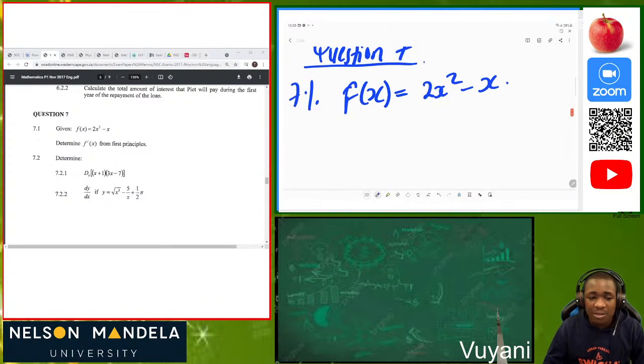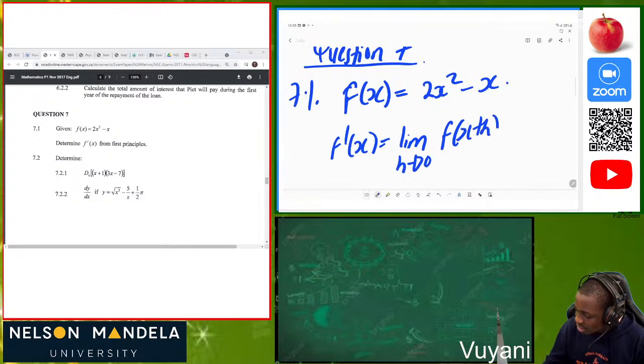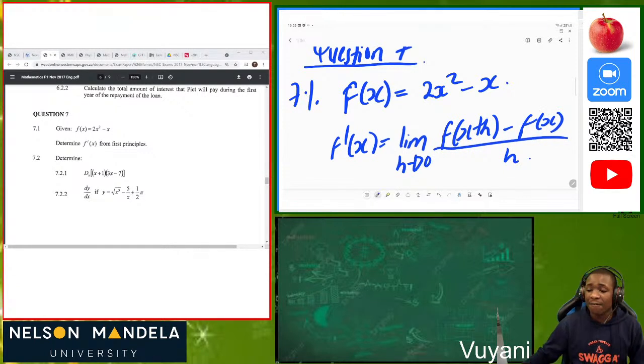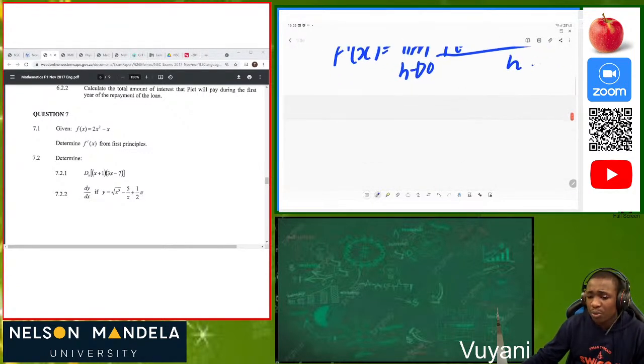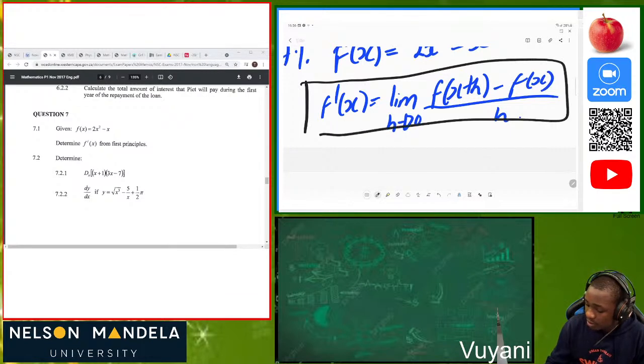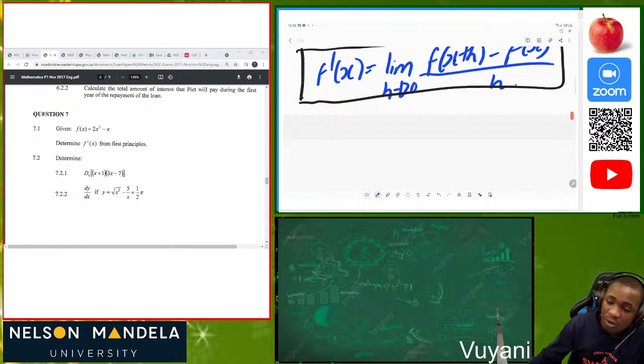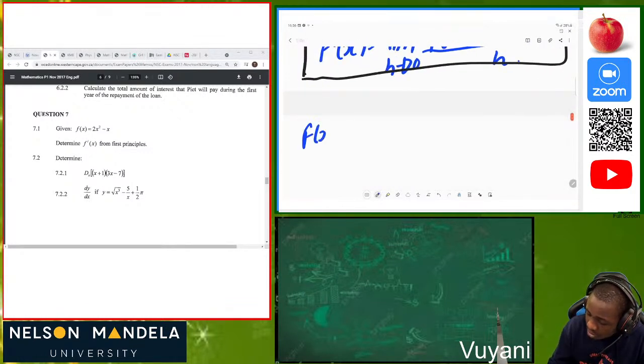So now from first principles, we know that f prime of x is equal to the limit as h approaches 0 of f of x plus h minus f of x, all divided by h. So we must have f of x plus h. So what do we do now? This is the formula for first principles. But we must have this one, so I always advise that you do it before you substitute into the original equation. We are given f of x, which is equal to 2x squared minus x.